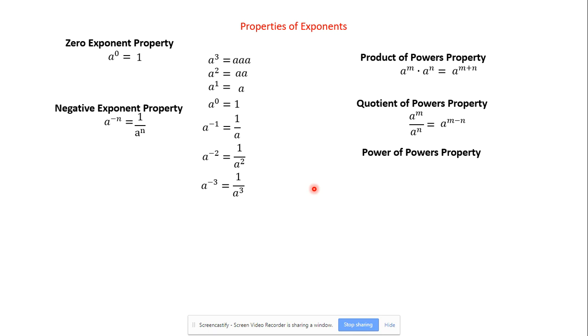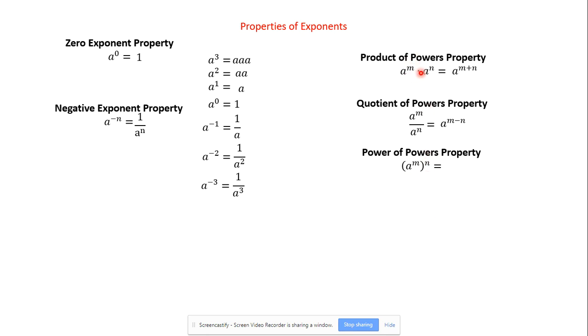Next one's power of powers property. We had product of powers, now power of powers. So the power of powers is if you have a power of a power, a to the m to the n. Well, this would be a to the m times a to the m times a to the m times a to the m n times. So it's really just multiplication.